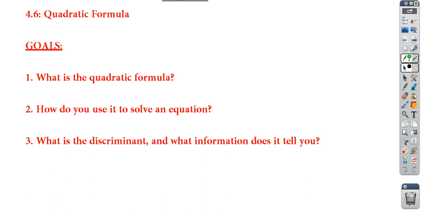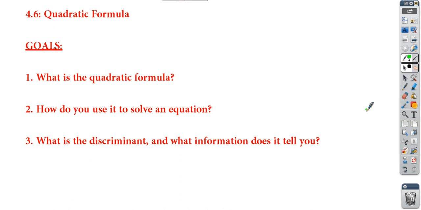Okay, so in this section we're going to talk about the quadratic formula. This is probably maybe the most famous formula in algebra. And we want to do three things. Number one is answer the question, what is the quadratic formula? Secondly, how do you use it to solve an equation?